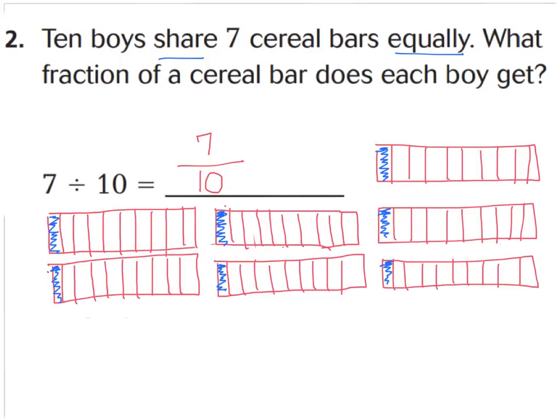And here's a picture to show you why. All right, I went ahead and drew the 7 bars we're talking about. We're dividing them equally into 10 parts because there's 10 boys. So when I cut them into 10 parts, if each boy gets 1 part of each bar, that's 1/10, 2/10, 3/10, 4/10, 5/10, 6/10, 7/10. So this model shows you why 7 divided by 10 is 7/10.